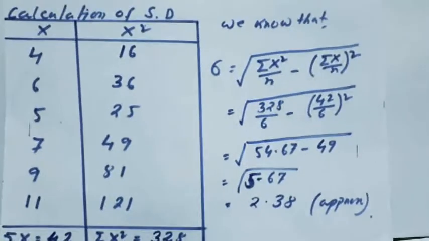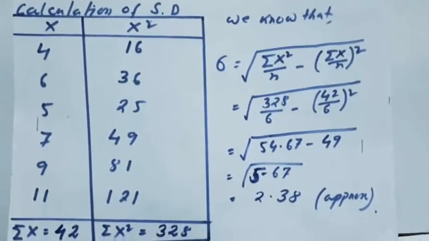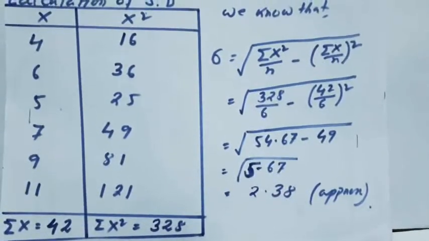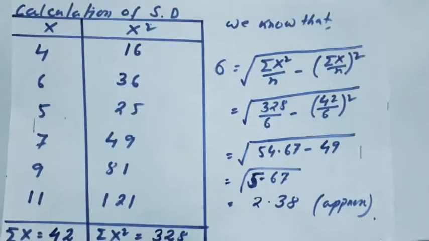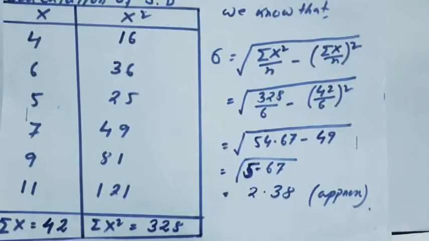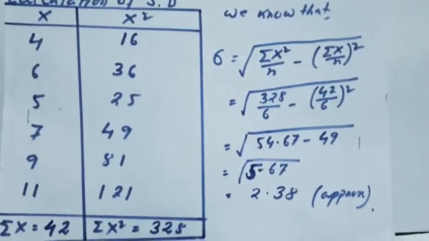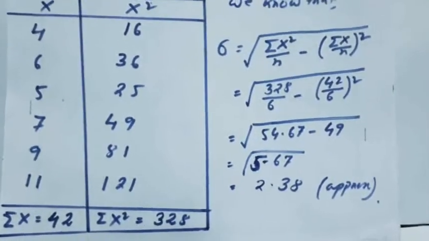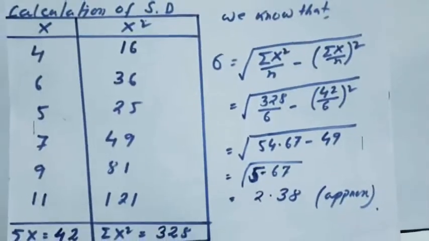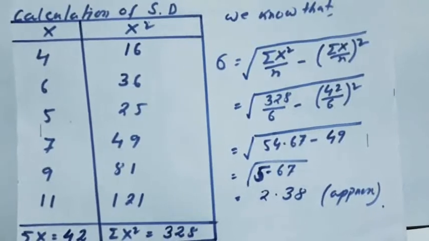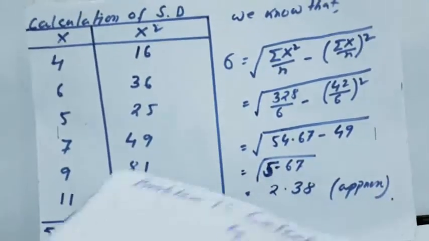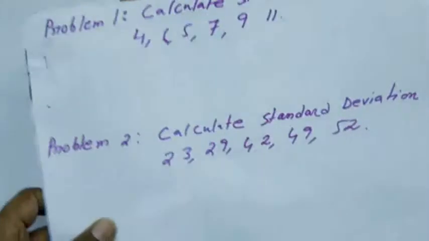Okay. Maximum, the value from 1 to 20, you can directly use this formula, because here you can directly square it. But when the magnitude of data is large, in that case it is quite difficult. For that we will have to use the indirect method. Now again I come back to our problem. What is the second problem?